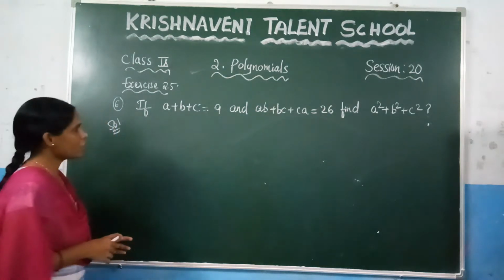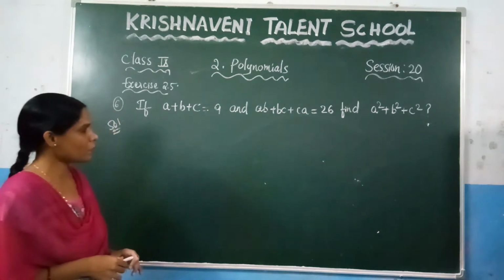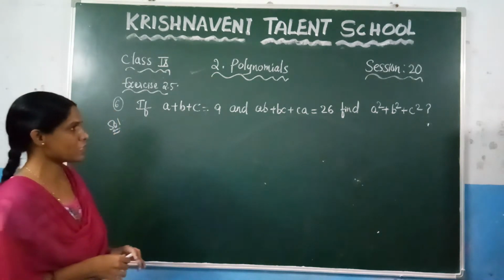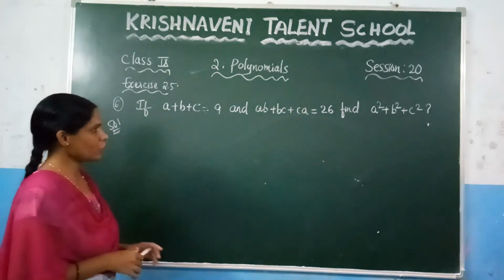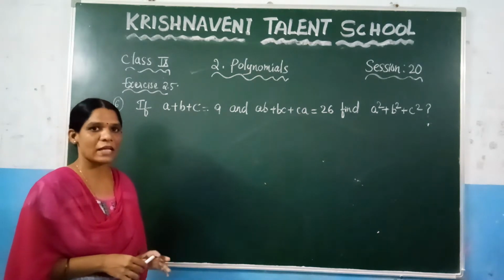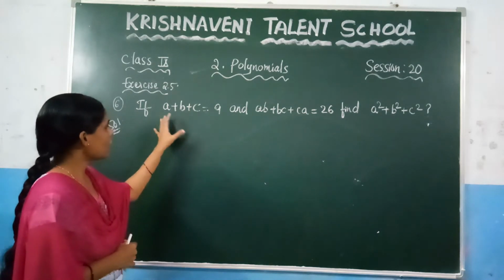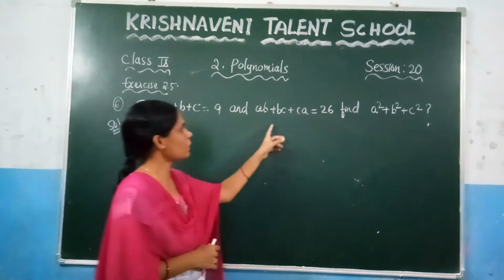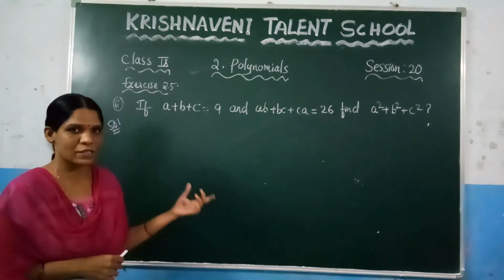Let's see the next problem here. What they have given: if a plus b plus c is equal to 9 and ab plus bc plus ca is equal to 26, find a square plus b square plus c square. Here we know that in this exercise we are going to solve every problem with the help of identities. So they have given a plus b plus c and ab plus bc plus ca, and you need to find a square plus b square plus c square.